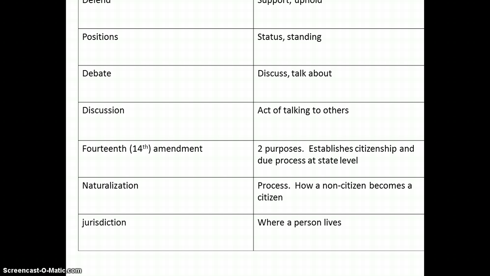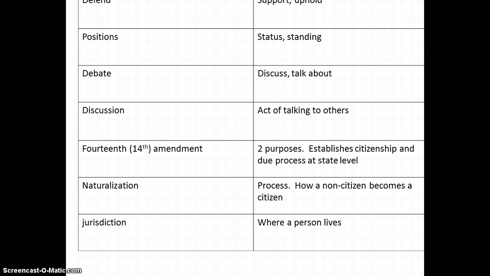Okay, moving on to the 14th Amendment. The 14th Amendment is an amendment found in our Constitution. It serves two purposes. It establishes citizenship, what makes you a citizen of the United States, and it gives us due process at the state level. I'll talk about due process later on in this presentation.